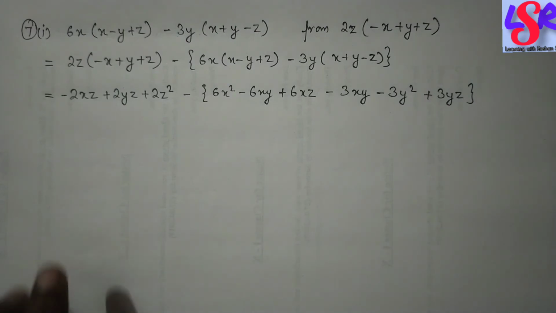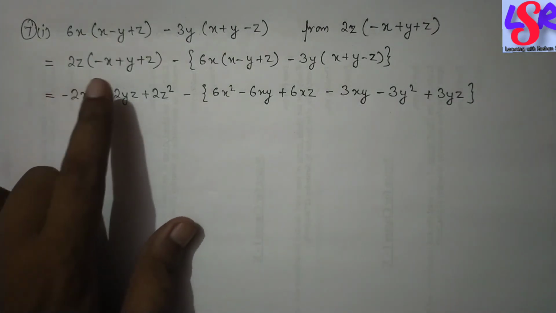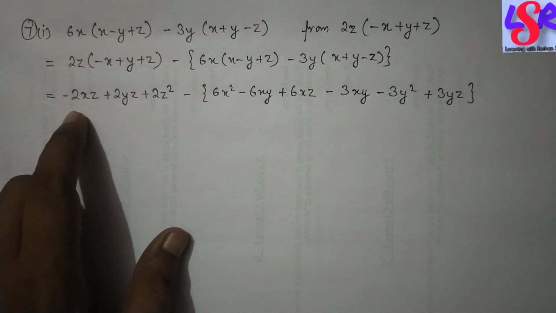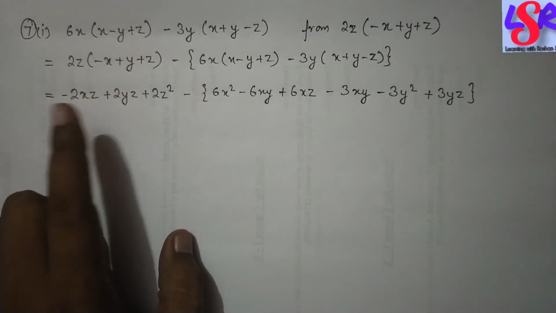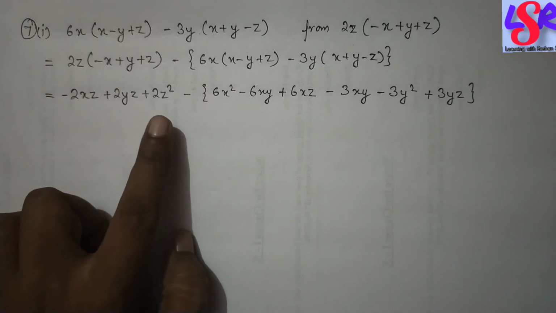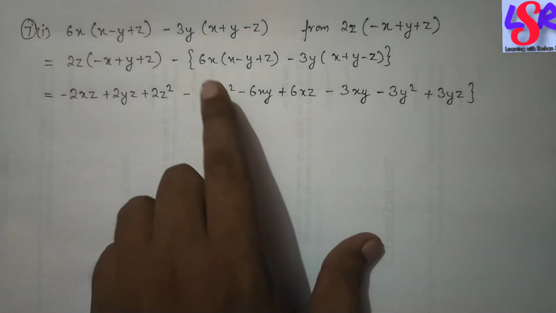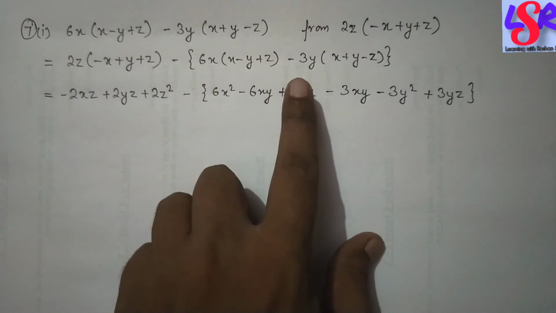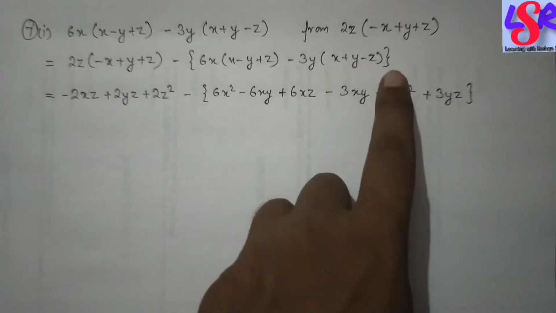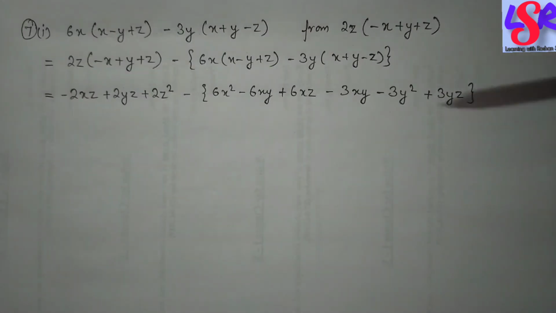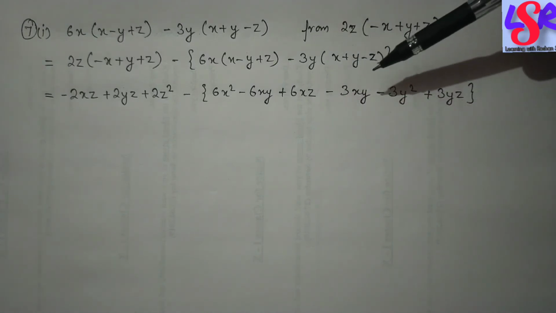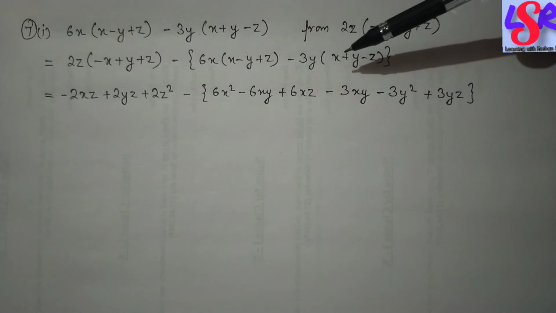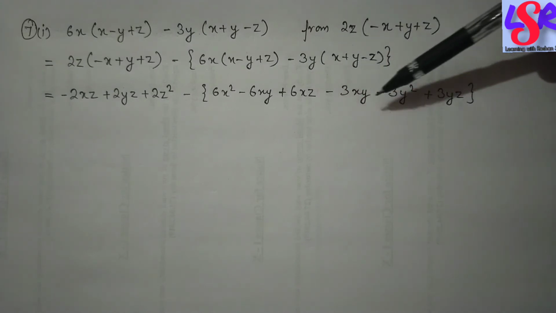Then on opening a bracket we have got this, 2z is multiplied by minus x to get this, then 2z multiplied by y to get 2yz, then 2z with z to get z square, and so on. We had multiplied 6x by this all and minus 3y with all of these. And when we multiply any expression with a minus sign, we change the sign in a bracket. A minus 3y into x will be getting minus 3xy.